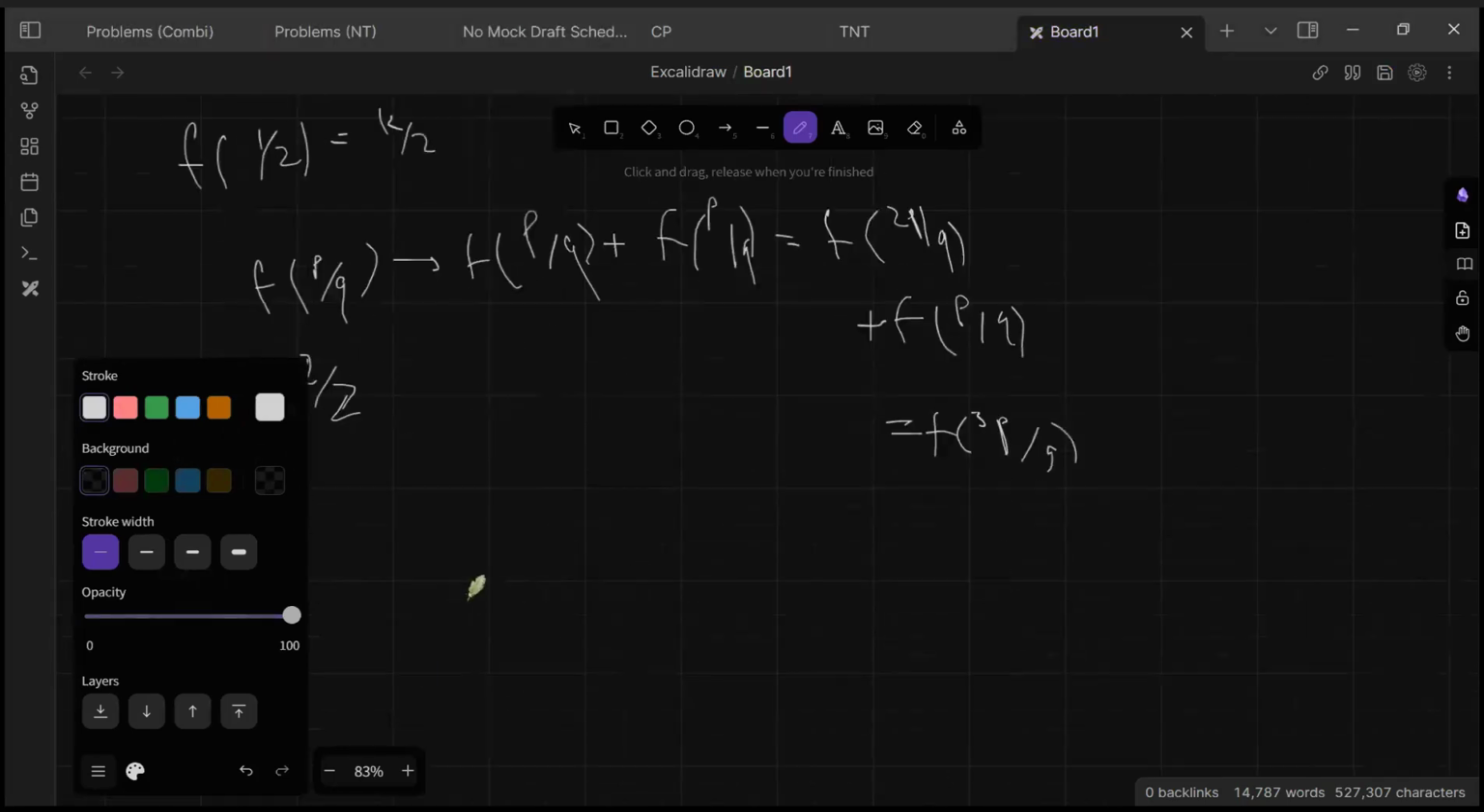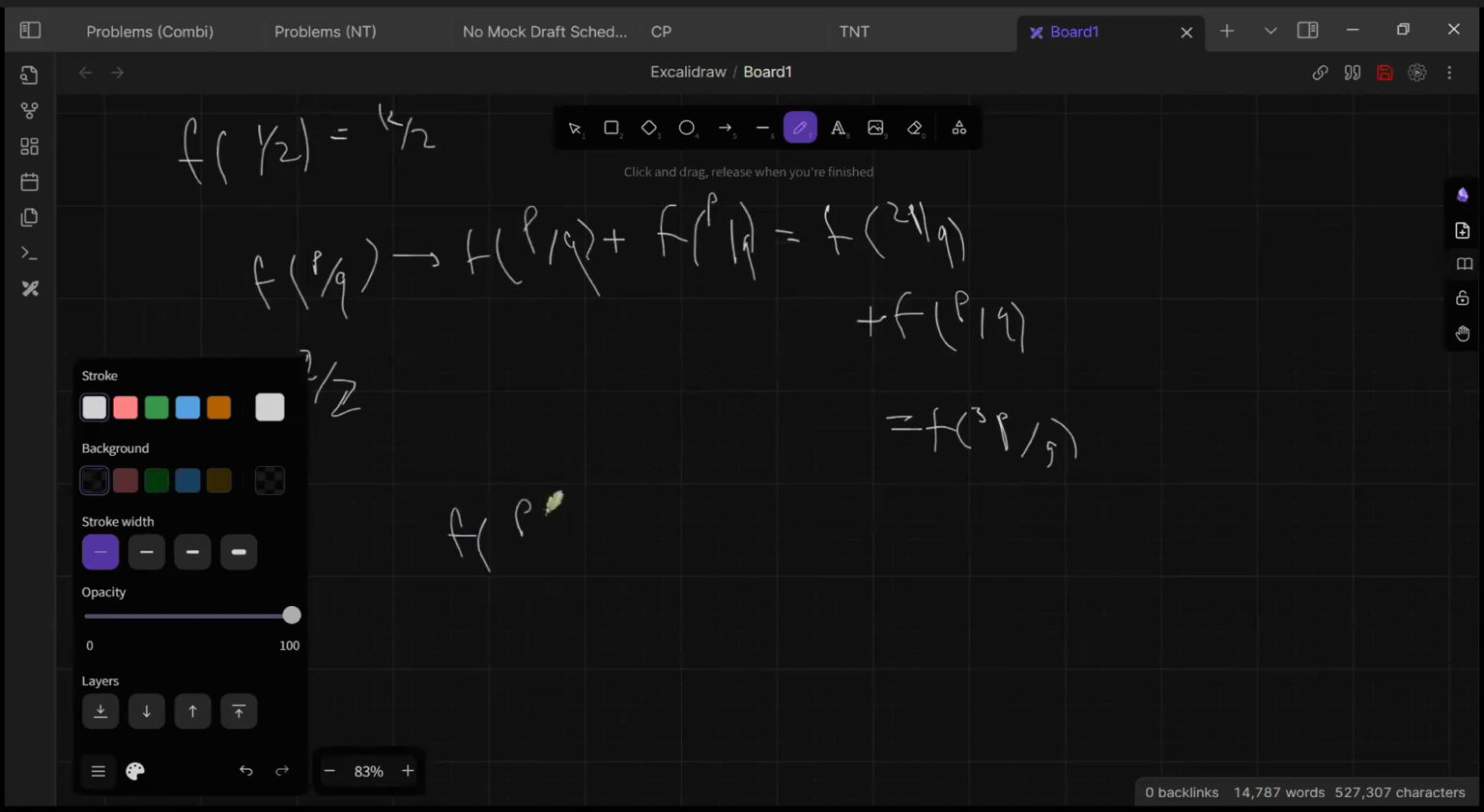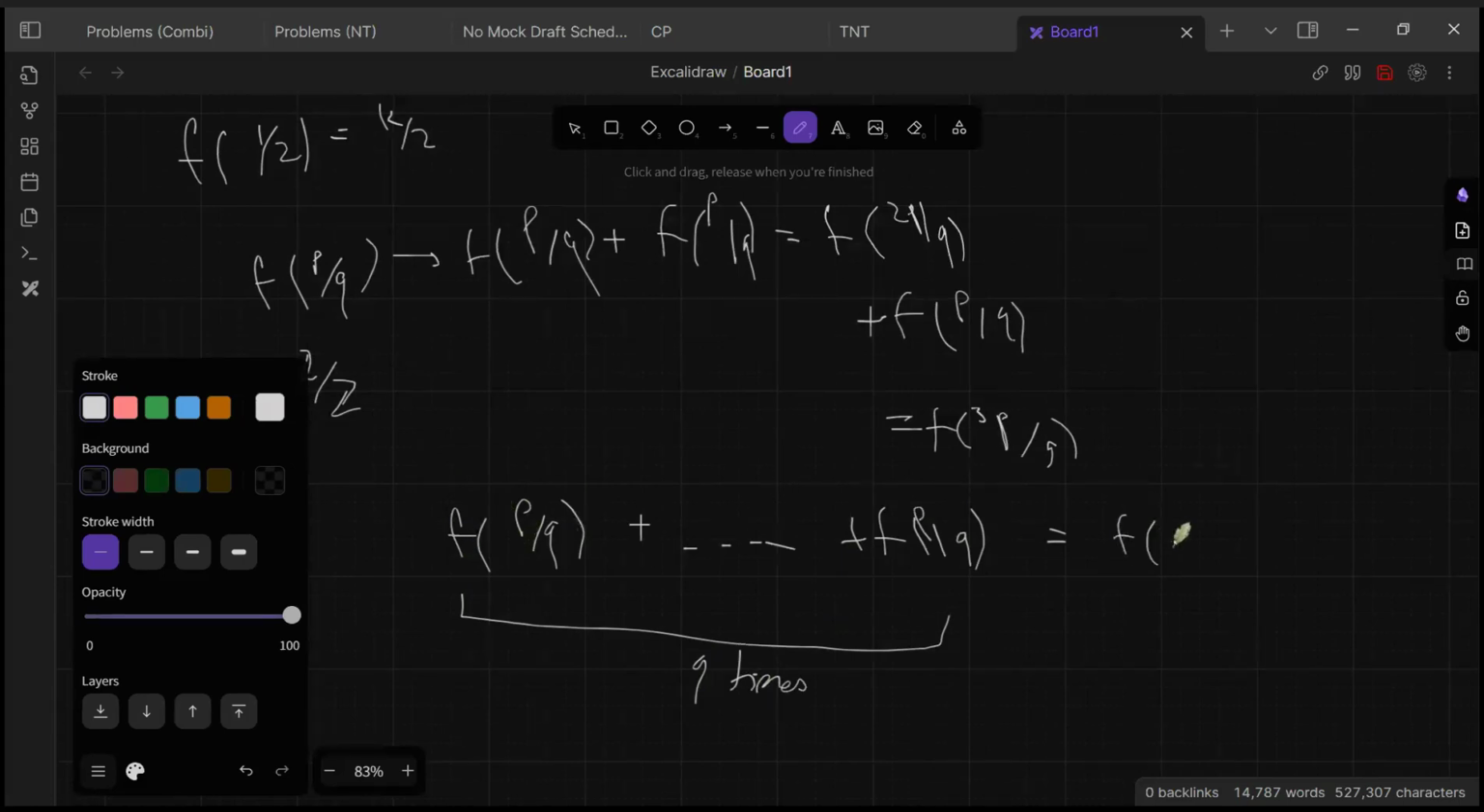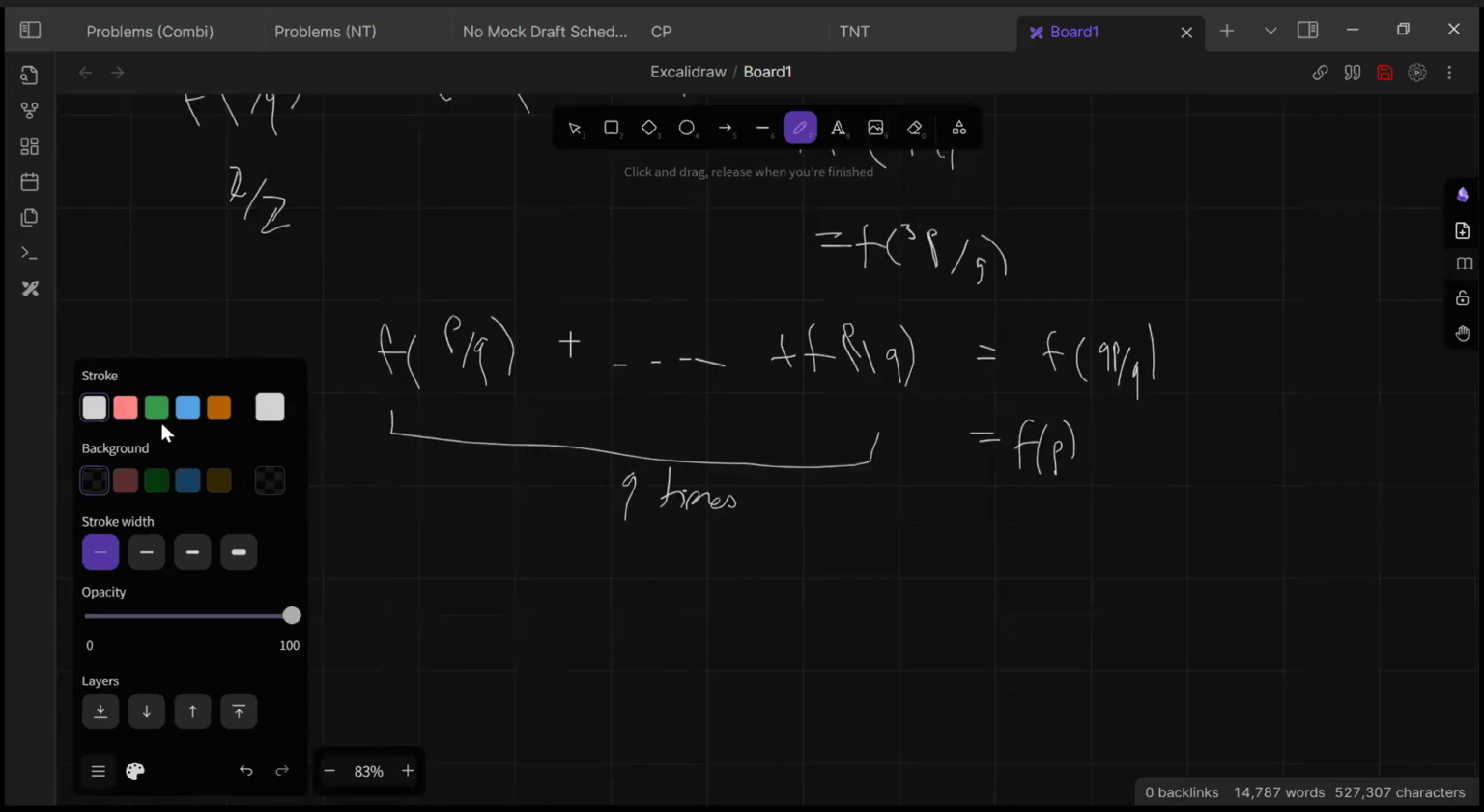So if we add f of p by q to itself q times, then this is going to be f of 2p by q, f of 3p by q, and in the end, f of qp by q. This is just f of p. But p is an integer, because p is the numerator of this. So this is pk.